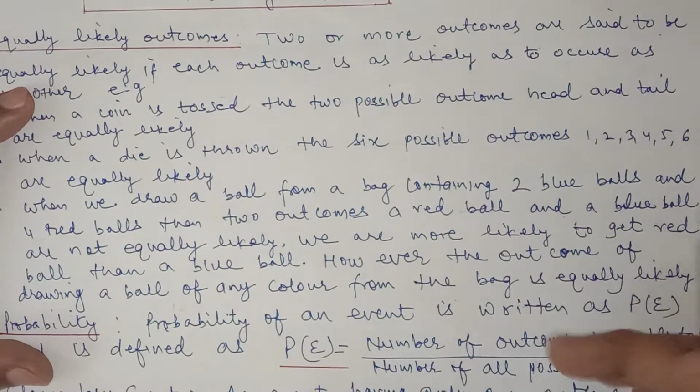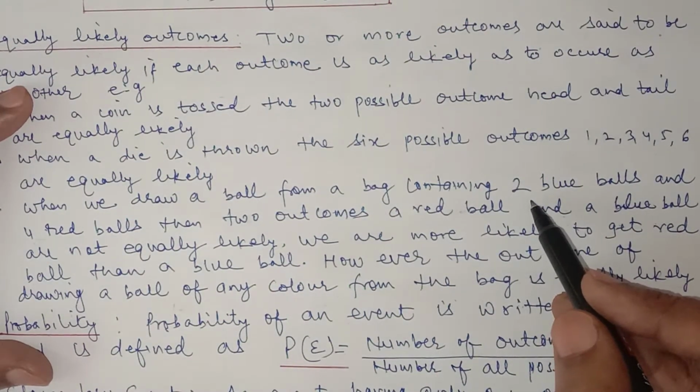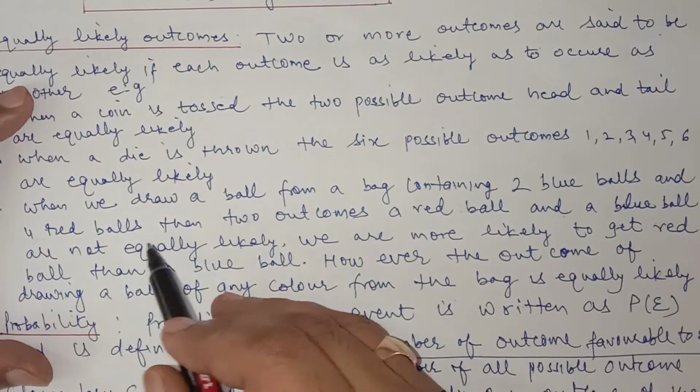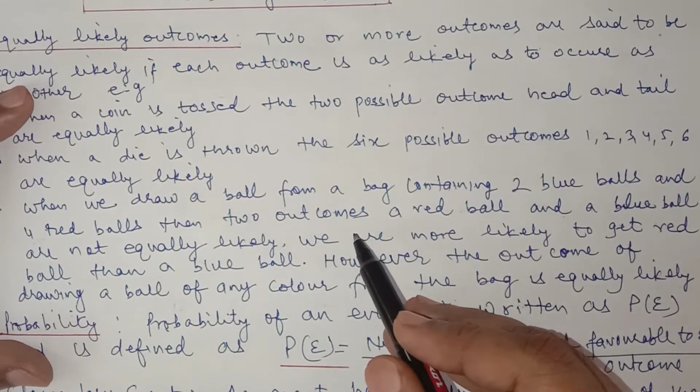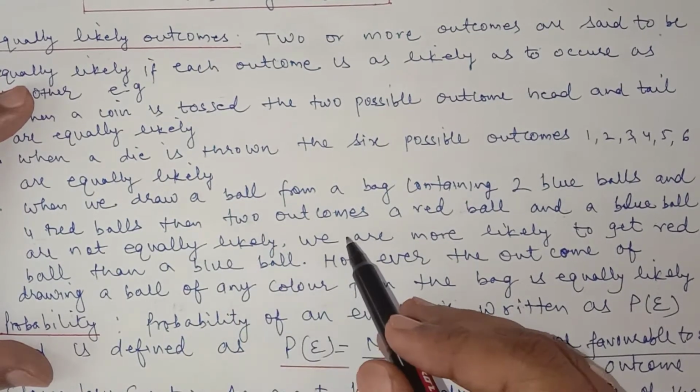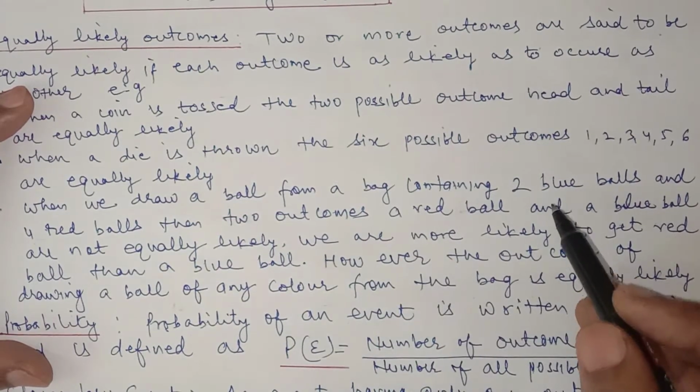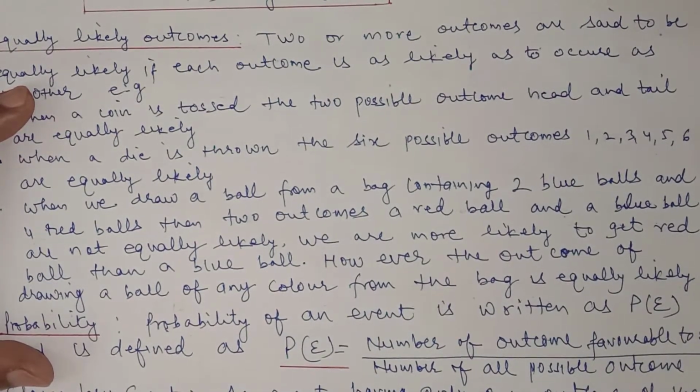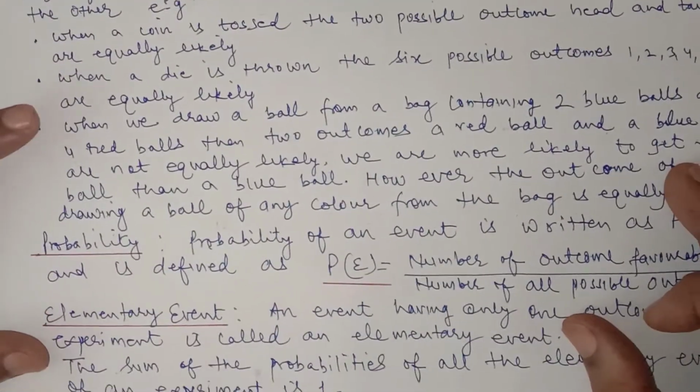Not equally likely outcomes: if in a bag we have two blue balls and four red balls, then taking out a red ball is more likely than a blue one, because there are more red balls than blue balls. Now after that, the probability.